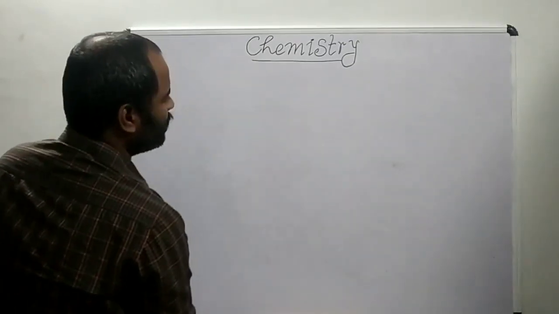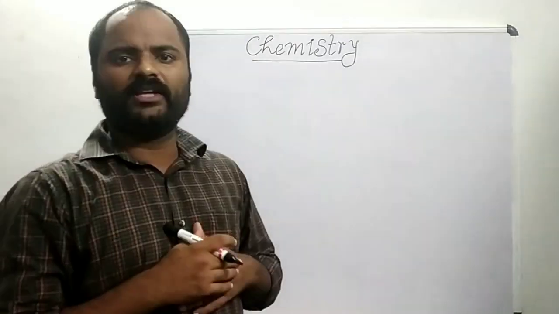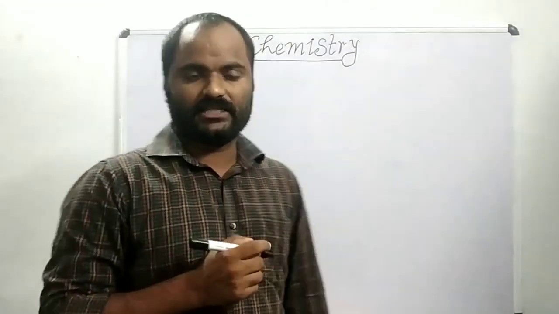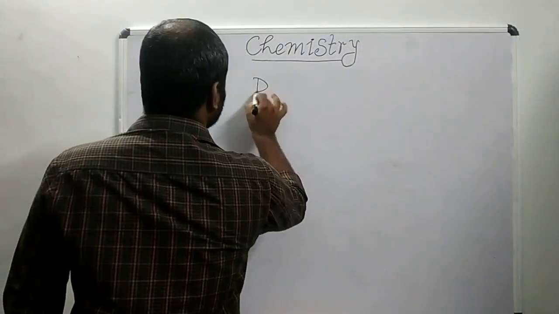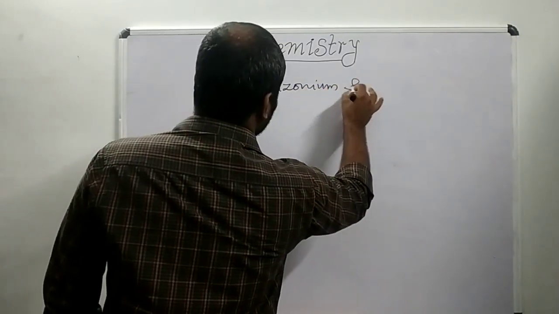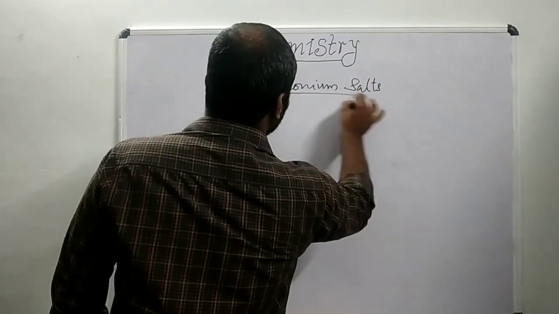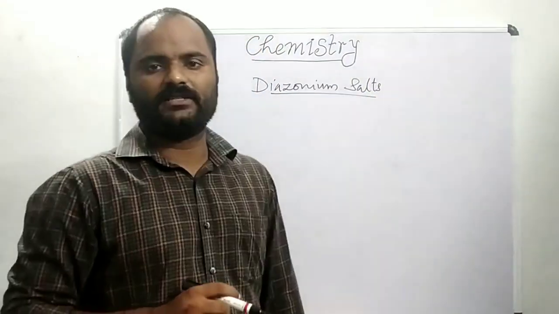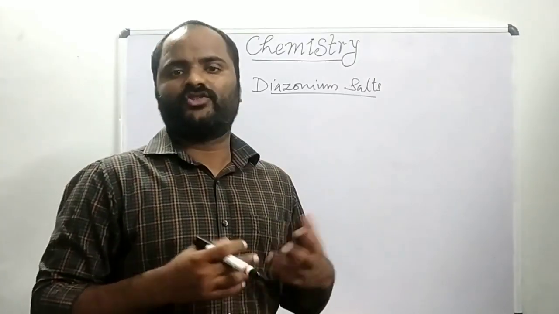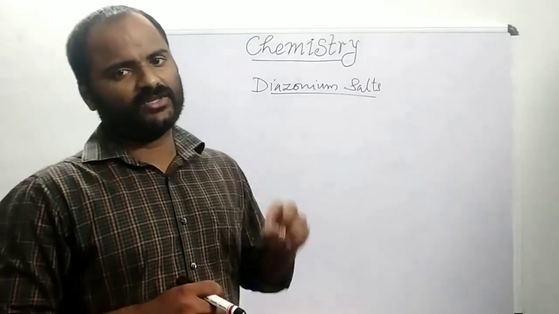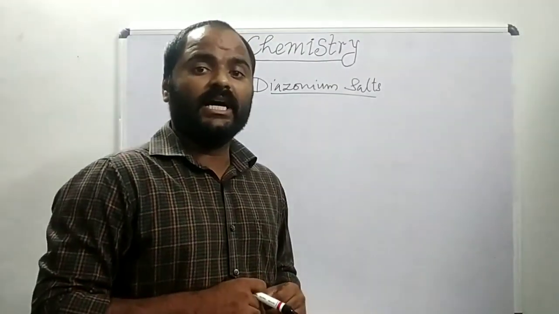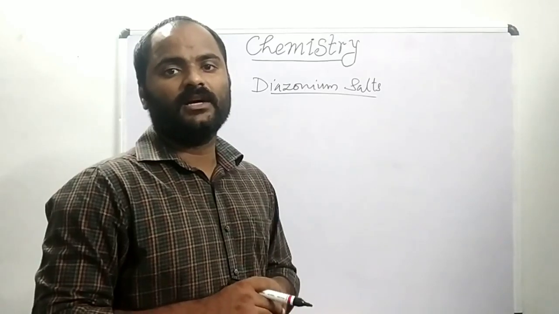Now we are moving on to the next topic, that is diazonium salts. So let us see what diazonium salt is. What are diazonium salts? Di means two, and azote means nitrogen.